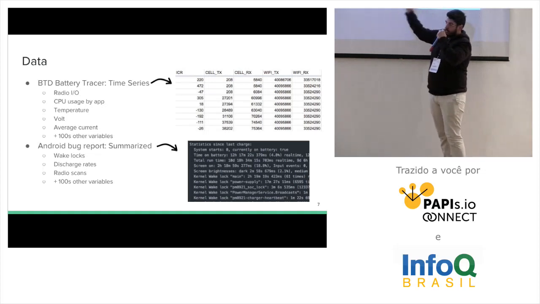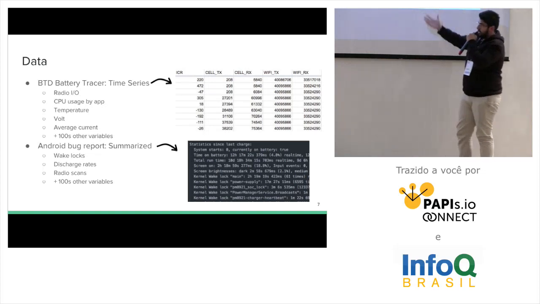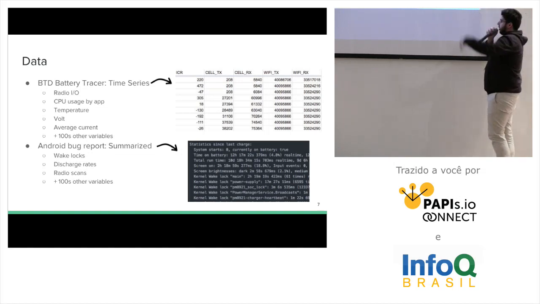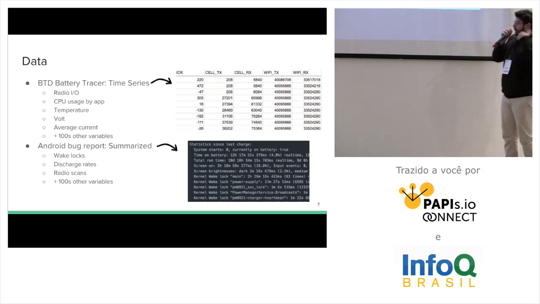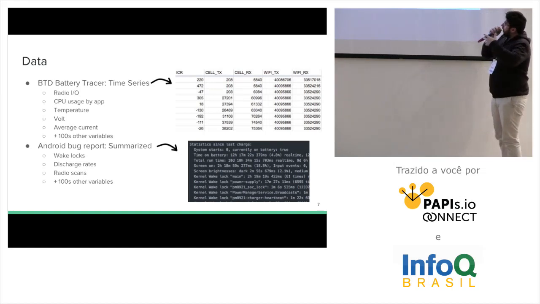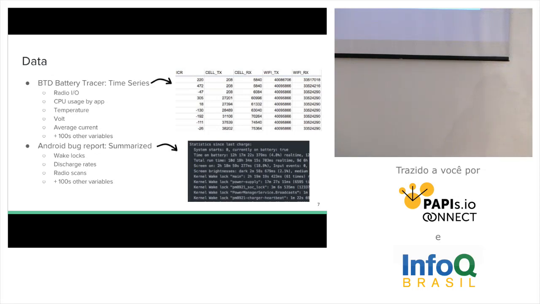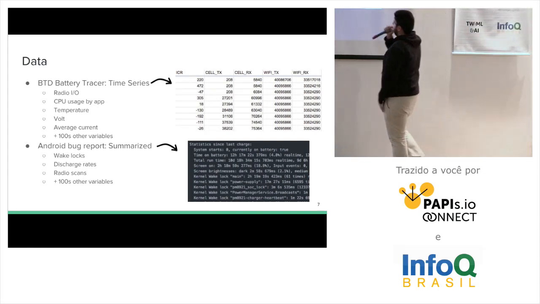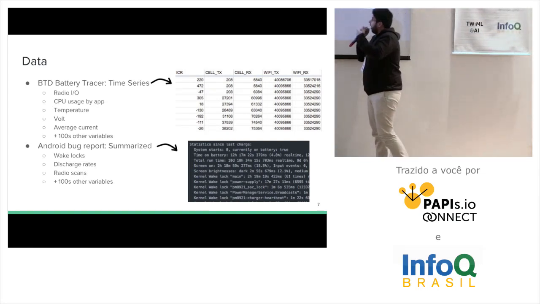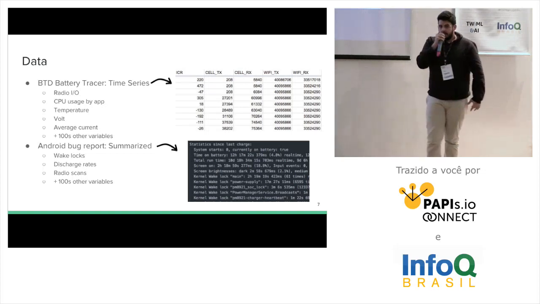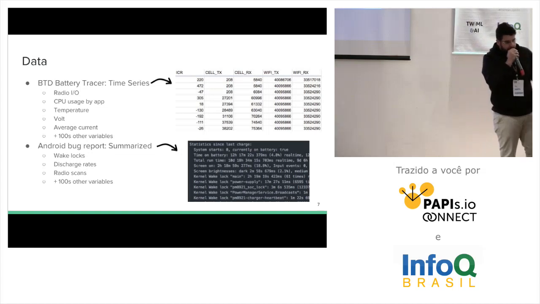Probably the most important information in these logs is the summarized data. In the time series, you can find, for instance, how much Wi-Fi was transmitted at each time, how much current is passing in the battery, and so on. In the bug report summarized data, you can find how much time the screen was on, how much the screen was off, or, for instance, how much data was transmitted to the radio.